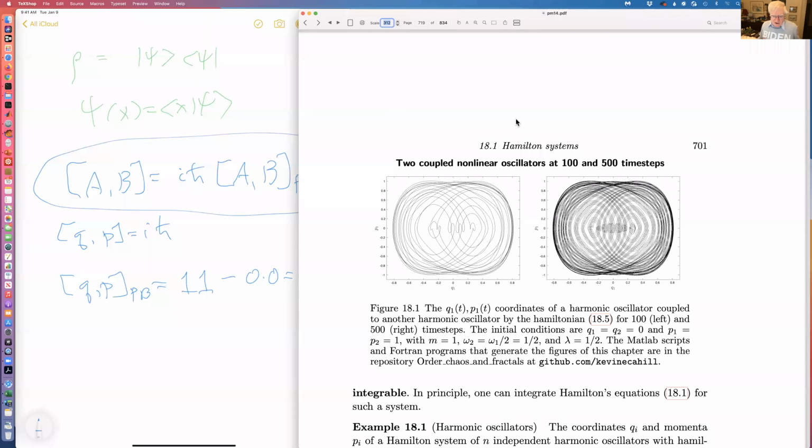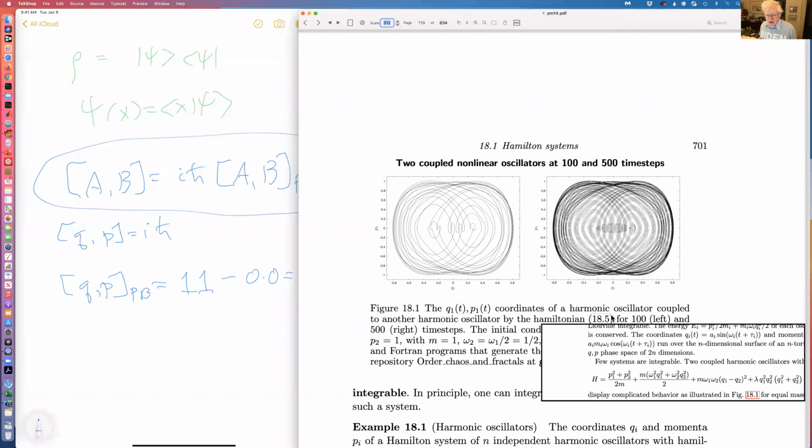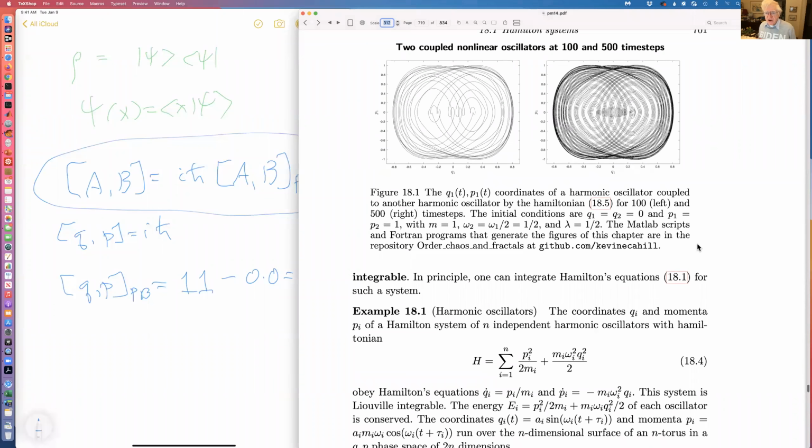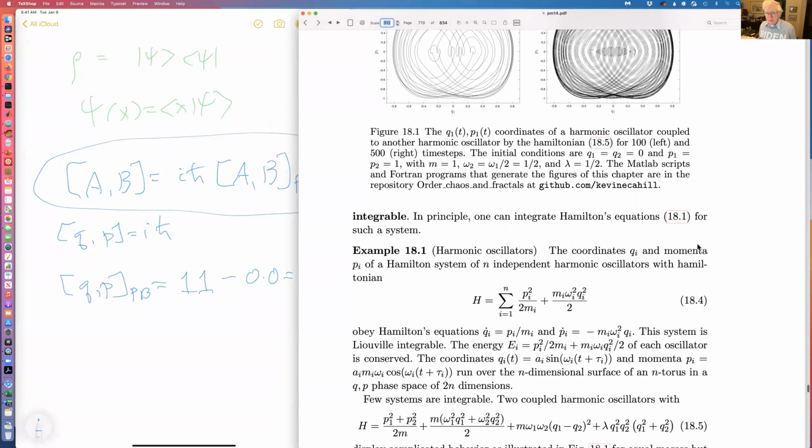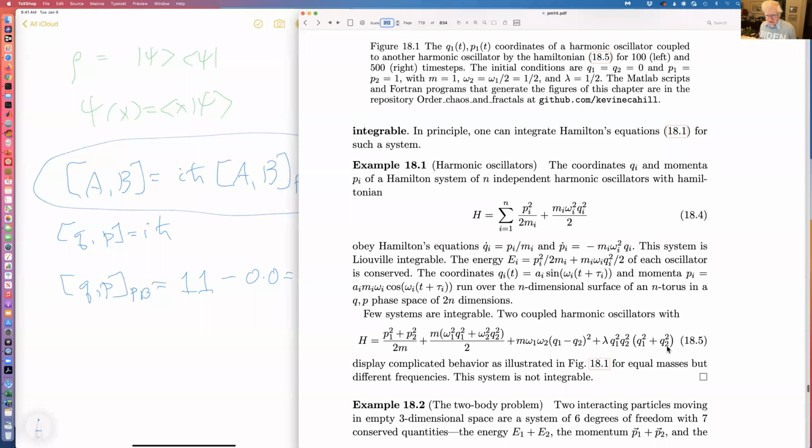Here, I just thought I would show you some amusing things that one can do with MATLAB. The scripts are up there in GitHub somewhere: order, chaos, and fractals. And so these are the Q1, P1 coordinates of a harmonic oscillator coupled to another harmonic oscillator by a Hamiltonian, and I picked this Hamiltonian. This system turns out is not integrable.